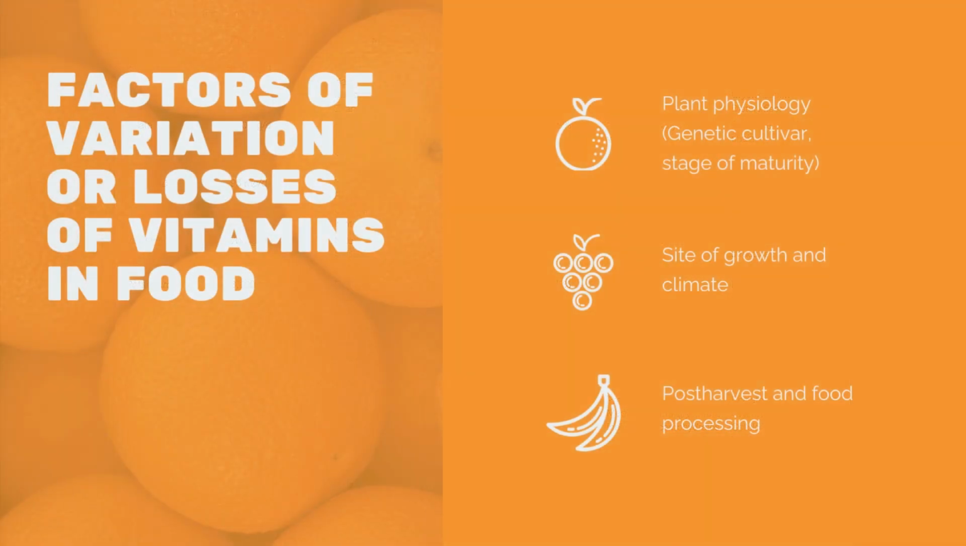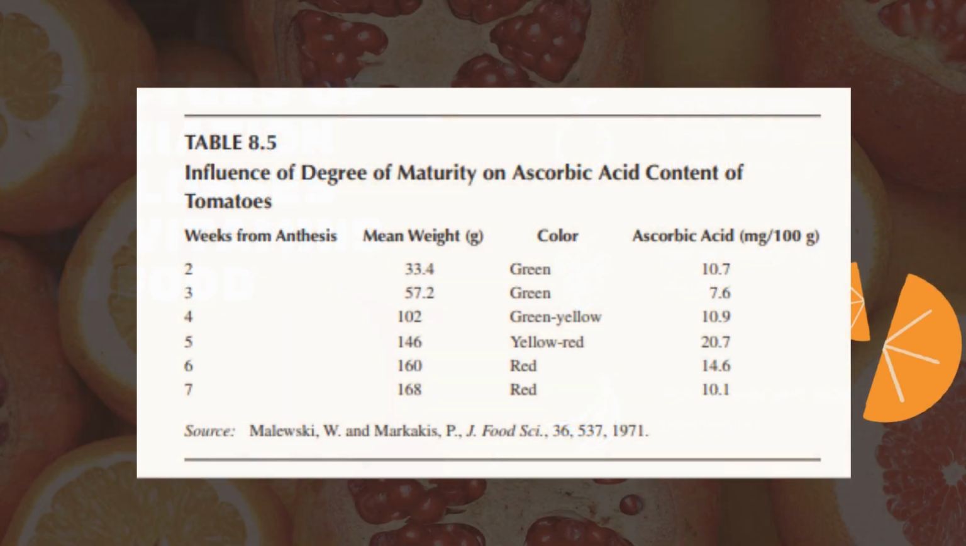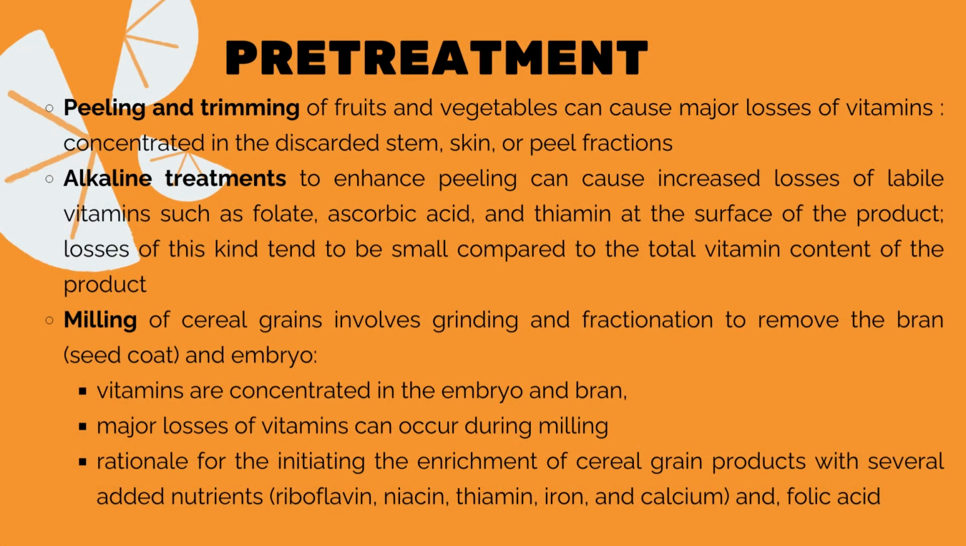Moving on to the factors that contribute to the variation or losses of vitamins in food. Plant physiology, such as genetic cultivar and stage of maturity, site of growth and climate, post-harvest and food processing. Table 8.5 shows the influence of degree of maturity on ascorbic acid content of tomatoes. The highest ascorbic acid content was reported in yellow-red tomatoes aged 5 weeks from anthesis. Pretreatments such as peeling and trimming of fruits and vegetables can cause major losses of vitamins, as they are concentrated in the discarded stem, skin, or peel fractions.